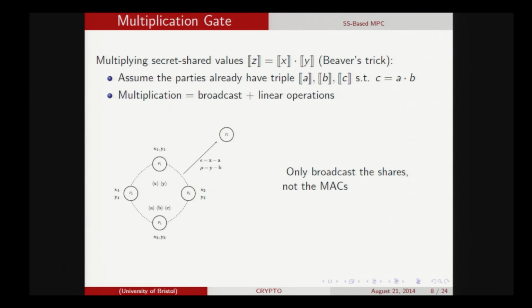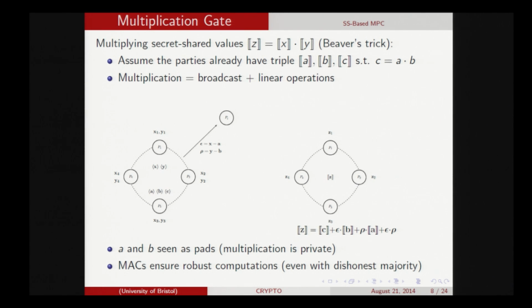And it works as follows. Suppose that you have a triple A, B, C such that the third component of the triple is the product of the first two components. So C equals A times B. And also suppose that this triple has been secret shared and authenticated. Well, if the parties have this triple available, then they can decompose the multiplication gates into broadcast and linear operations, local operations.